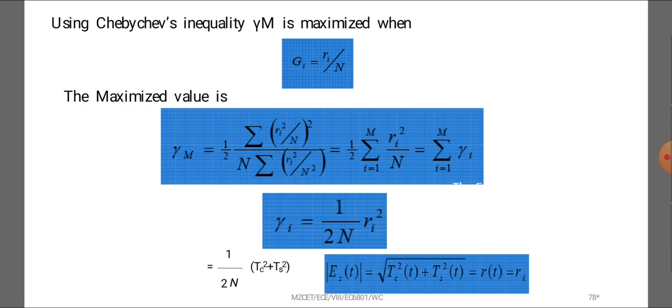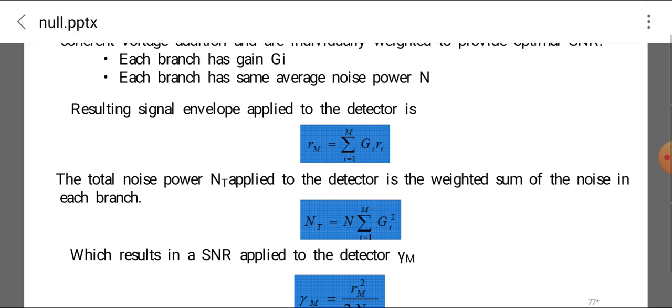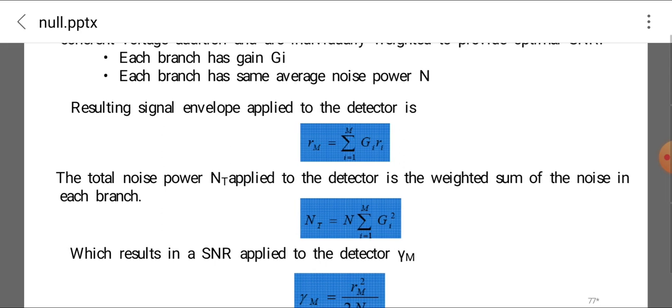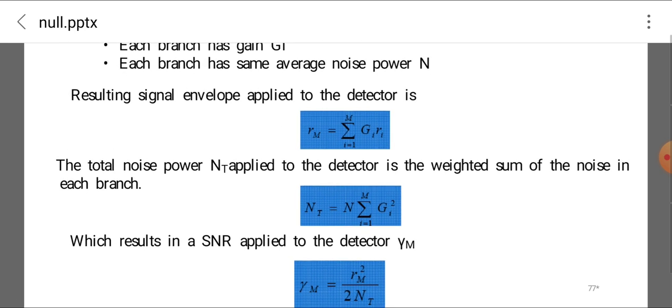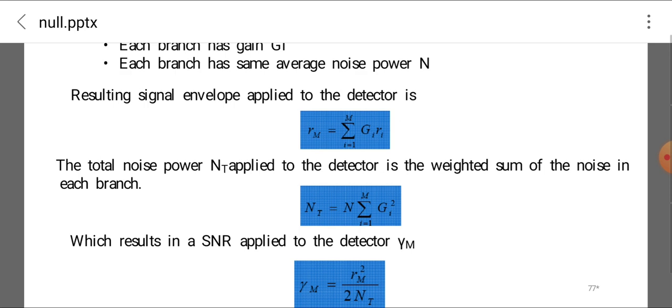When we substitute Gi equal to Ri by N in the first expression Rm, it will become summation of Ri squared by N. Similarly, if we substitute Gi equal to Ri by N in the second expression Nt, it will become summation of Ri squared by N squared. Now substitute both Rm and Nt in the third expression for gamma M. Rm is summation of Ri squared by N, so Rm squared is the square of that, and the denominator is 2 into Nt.